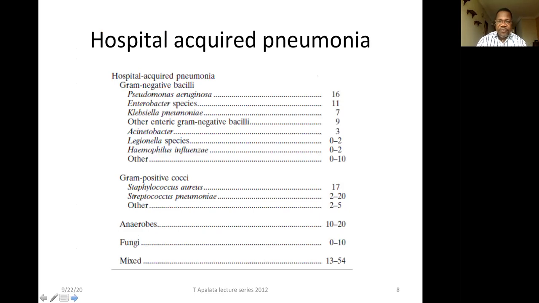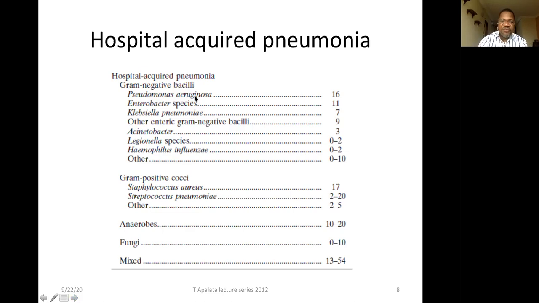So this was what we have discussed so far. Now let's look at hospital-acquired pneumonia. We discussed community-acquired pneumonia, then the hospital-acquired pneumonia. There are many microorganisms, mainly gram-negative and gram-positive bacteria, that are able to cause hospital-acquired pneumonia for patients who are admitted in the hospital setting.